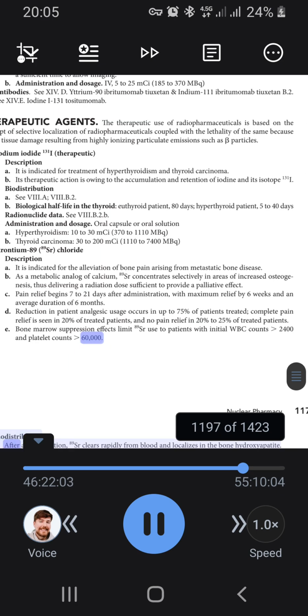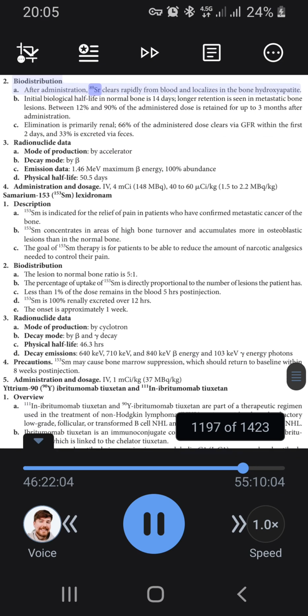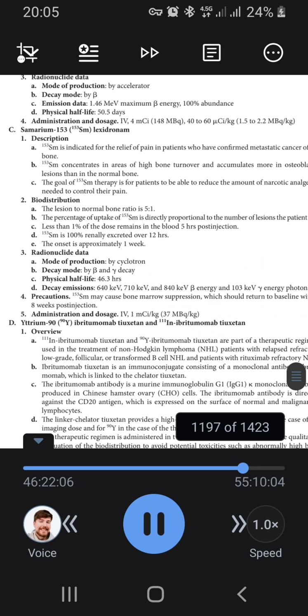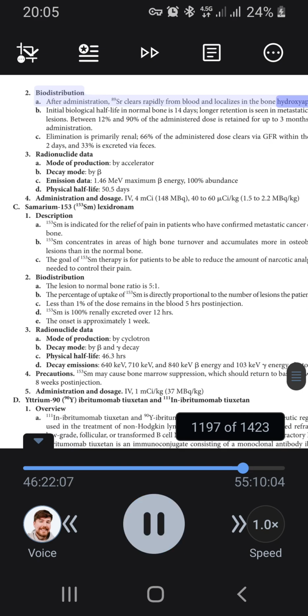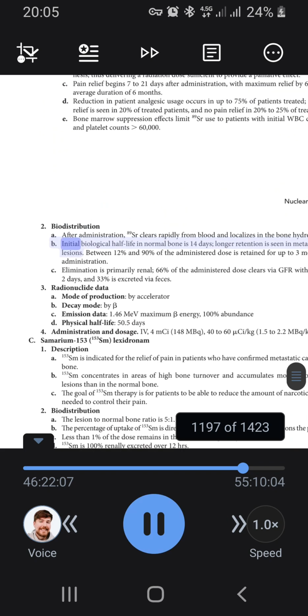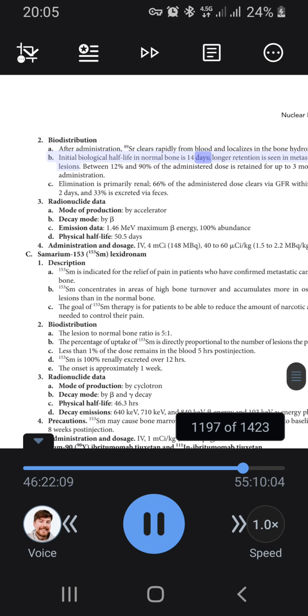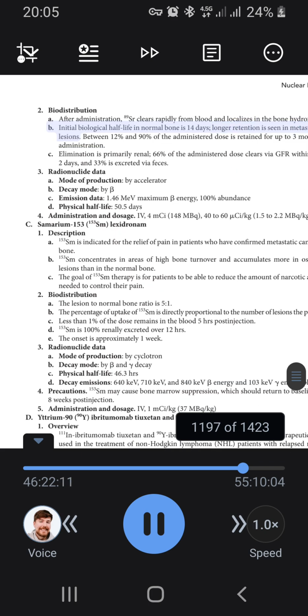2. Biodistribution. A. After administration, strontium-89 clears rapidly from blood and localizes in the bone hydroxyapatite. B. Initial biological half-life in normal bone is 14 days. Longer retention is seen in metastatic bone lesions. Between 12% and 90% of the administered dose is retained for up to 3 months after administration.